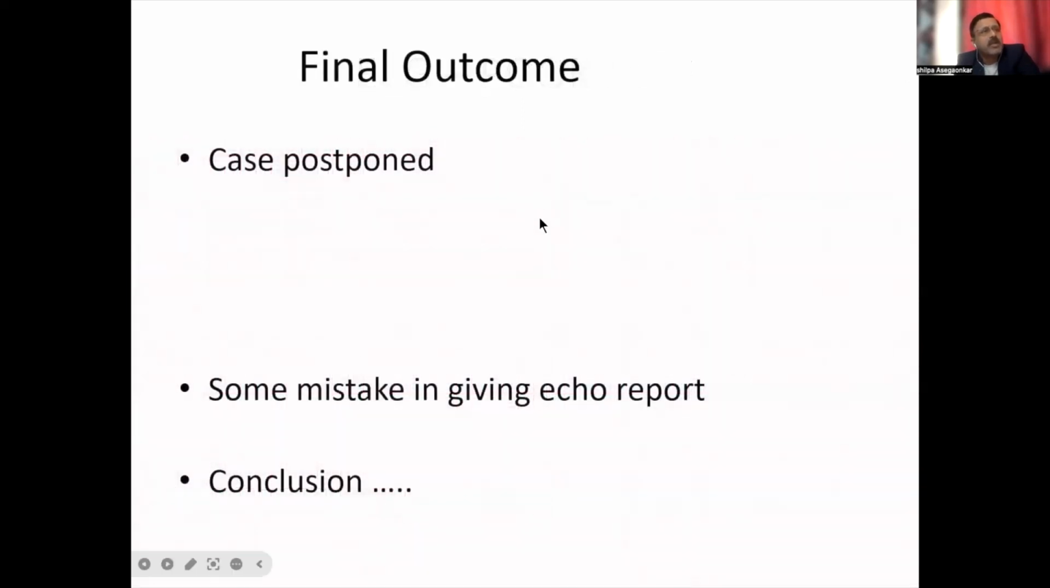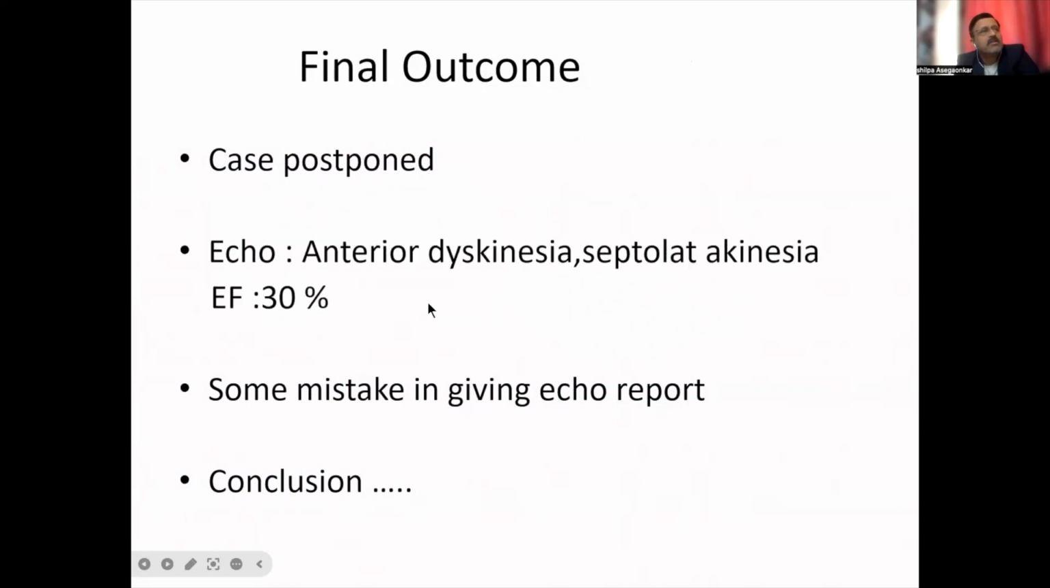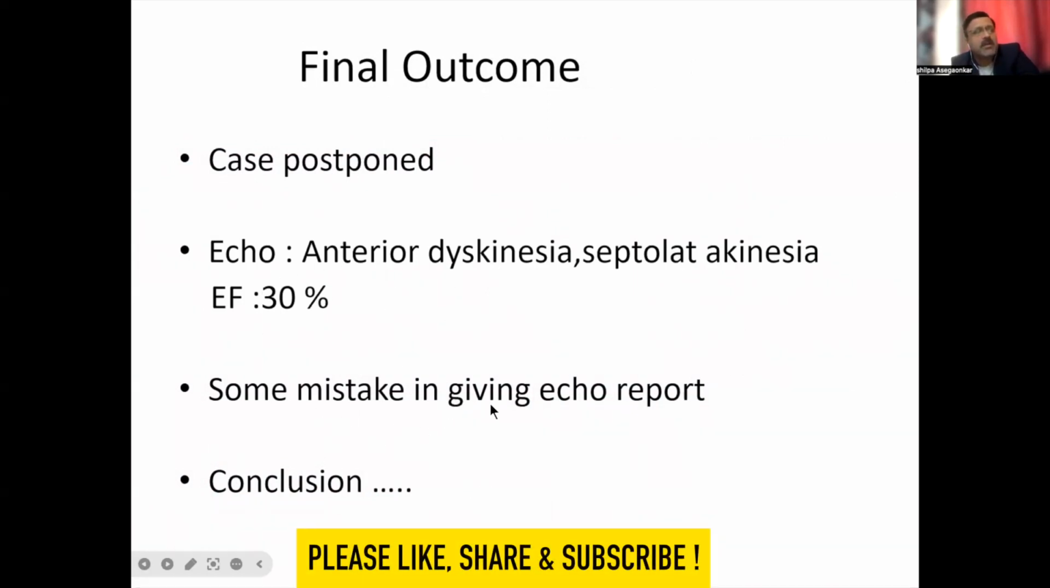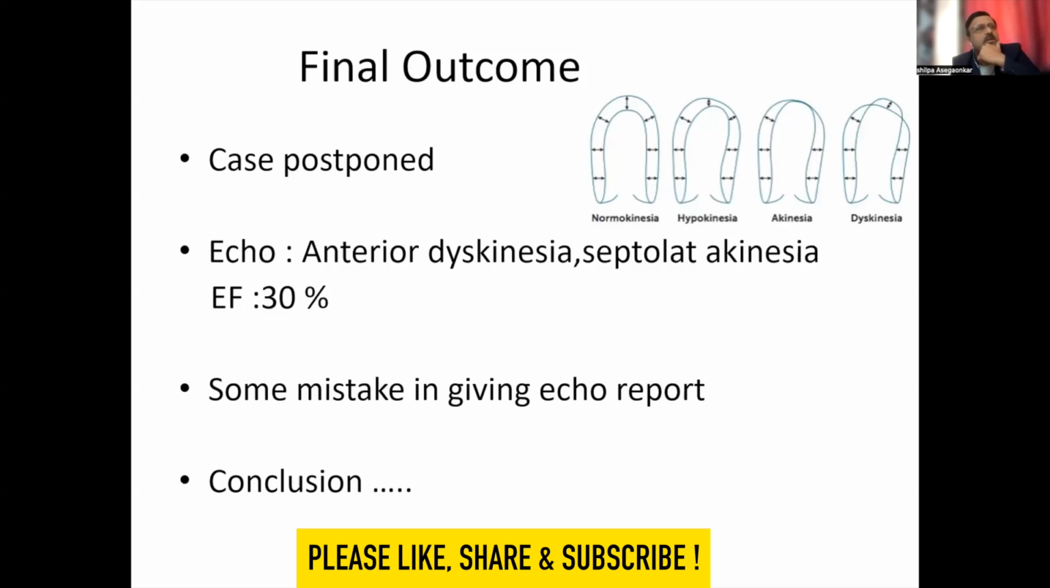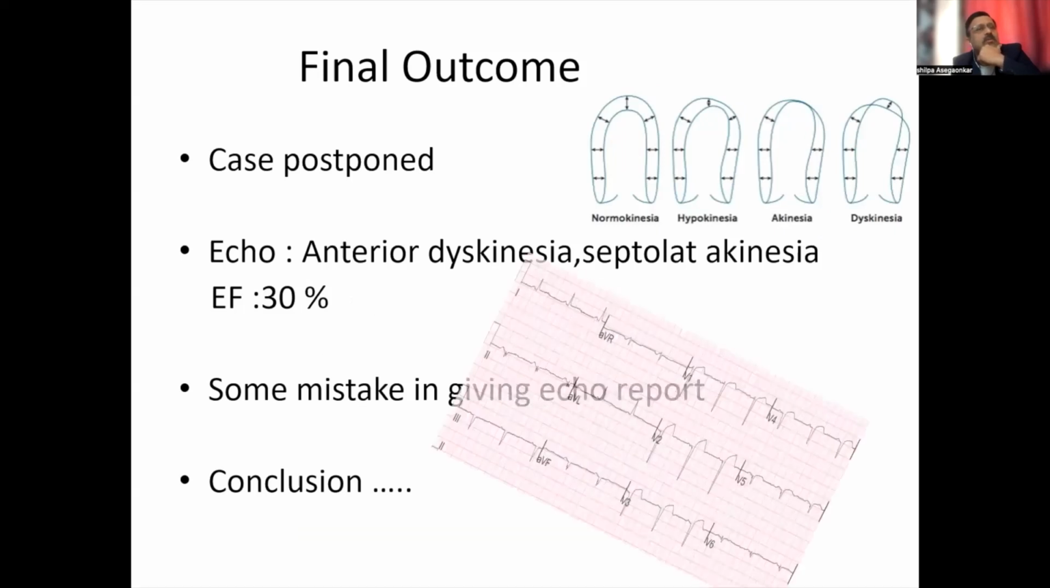We repeated the echo, and what did we get? There was anterior dyskinesia and septolateral akinesia with 30% EF. There had been some mistake due to similar names, and the echo report was of another patient. So this is the importance of ECG. Looking at the ECG is very, very important.